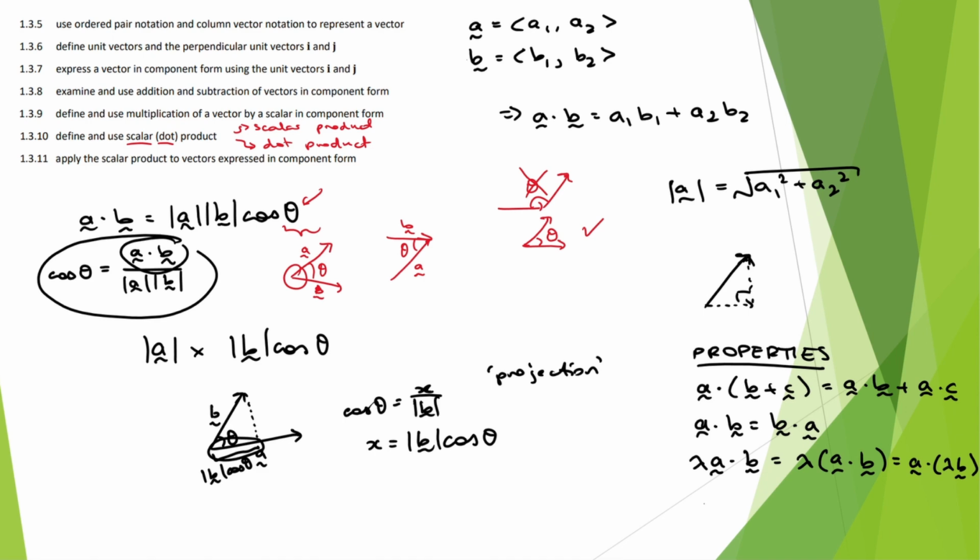Another thing is that the scalar product of a vector dotted with itself is equal to the magnitude of that vector squared, and that's because cos of the angle between two of the same vectors is cos 0, and cos 0 is equal to 1. Okay? And so if you have a scalar product where you are dotting a with itself, you're multiplying the magnitudes of a twice and multiplying that by 1, giving you the magnitude squared. So those are the properties of the scalar product.